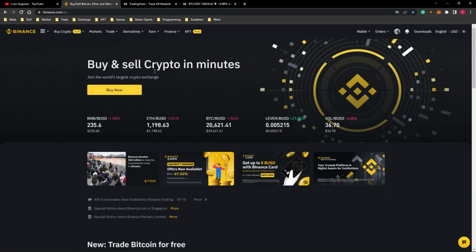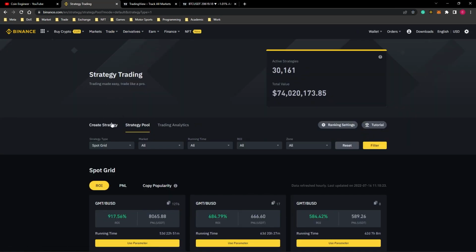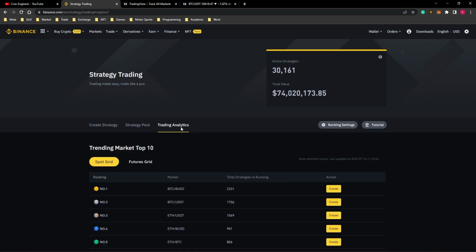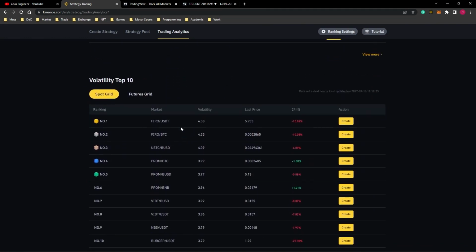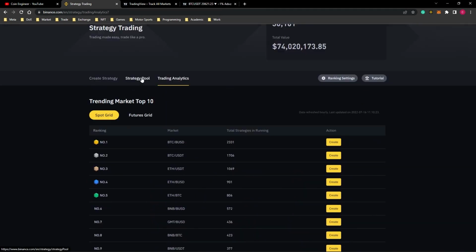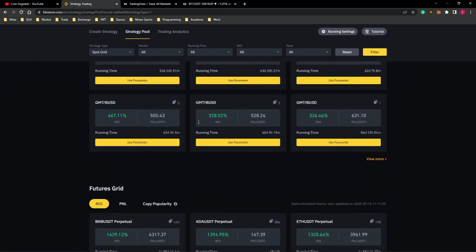We can access the grid trading bot from the strategy trading option. As you can see, we have create strategy, strategy pool, and trading analytics options. For example, on the trading analytics option, you can see the top 10 trading markets and volatility for the spot and futures grid. Or if we click on the strategy pool, we can copy other traders and trading strategies for the spot and futures grid.